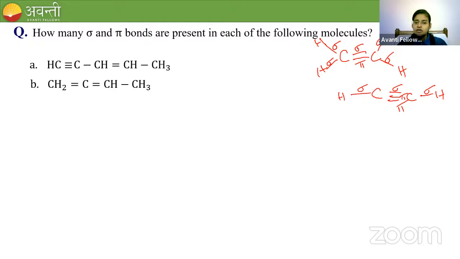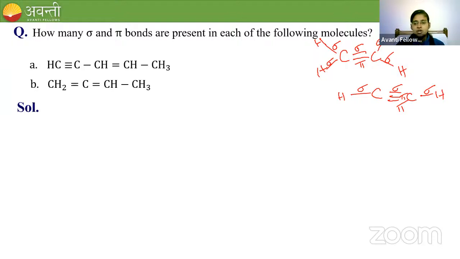So this is how you have to calculate. If you're having only one kind of bond in your molecule, then all the bonds are sigma. If you're having a double bond, then one is sigma and the other one is pi. If you're having a triple bond, then one is sigma and the other two are pi. Okay. So all of you are saying that in compound A, we have 4 sigma bonds and 3 pi bonds.